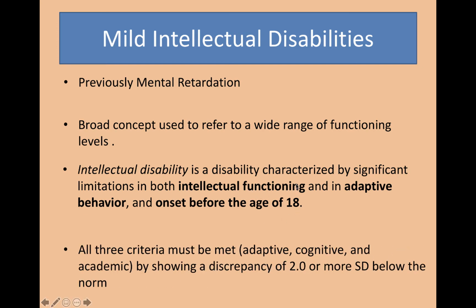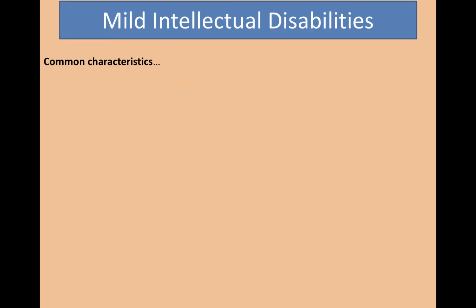All of these criteria, limitations in intellectual functioning, limitations in adaptive behavior, and the onset before the age of 18, should be met by showing a discrepancy of two or more standard deviations below the norm. Okay, so if we're looking at the bell curve of standard deviation, and I'll show this next time in class, there should be a discrepancy of two or more standard deviations.